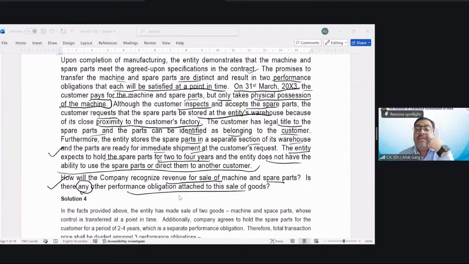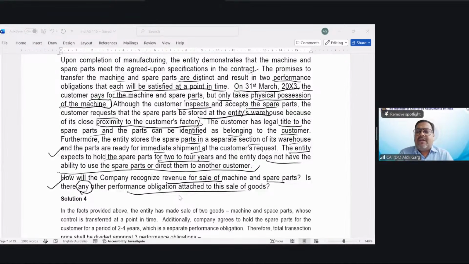Spare parts. Is there any other performance obligation attached to the sale of goods? You guys will be able to answer this, but somebody who has not read Ind AS 115, what thoughts will run in his or her mind? Let me tell you. Let's say I never read Ind AS 115. I am a naive student. I am an innocent student. I read this paragraph, I read this question, and just listen to what I am debating in my mind.